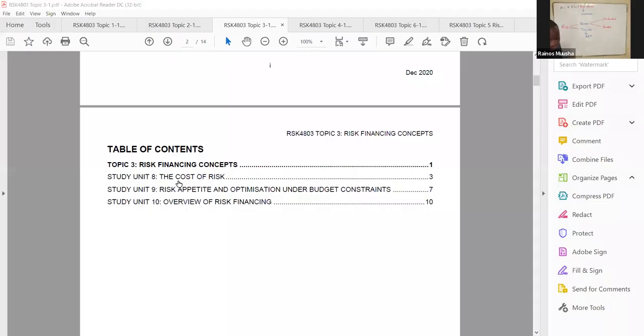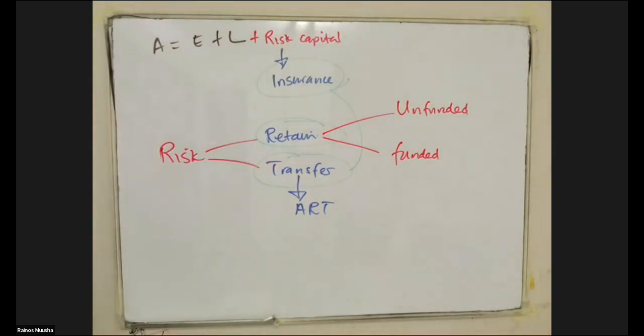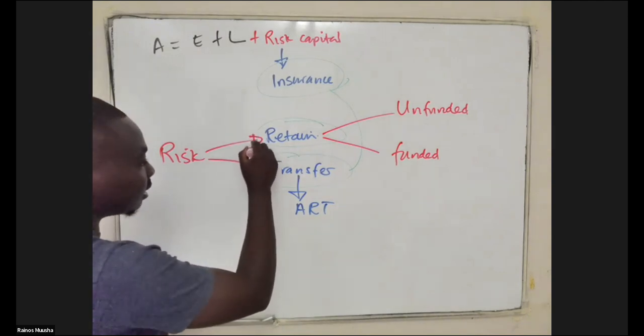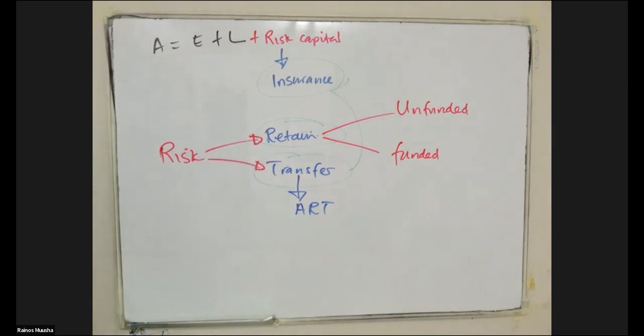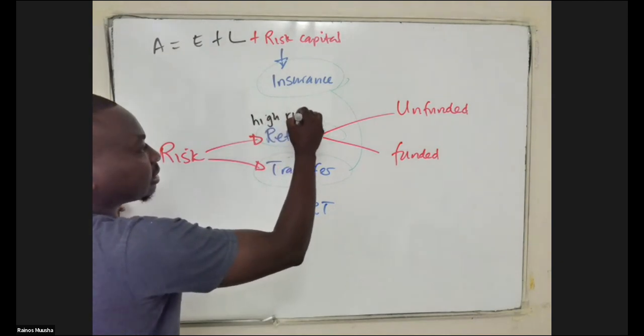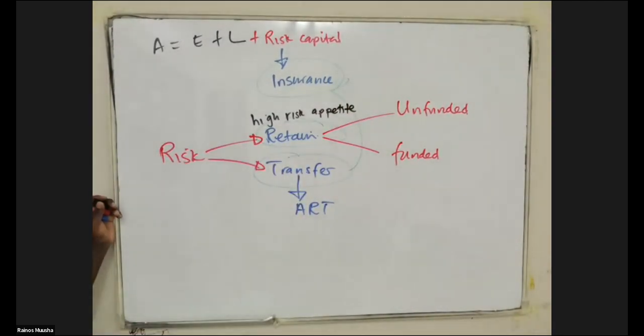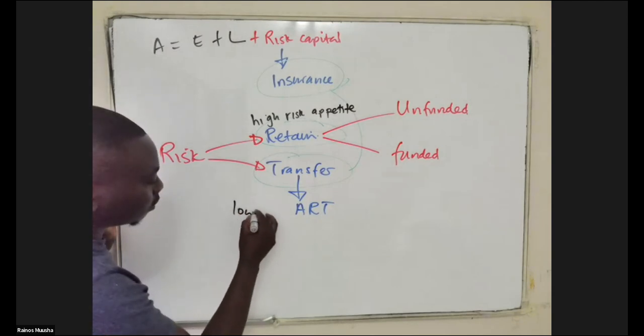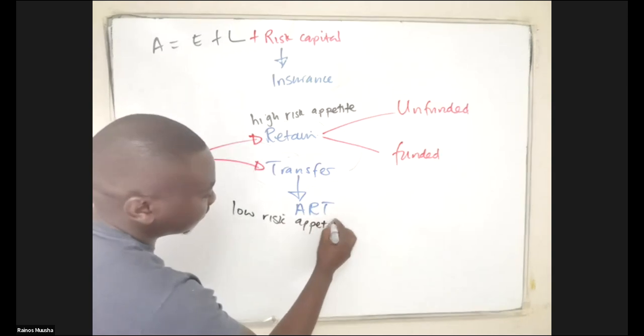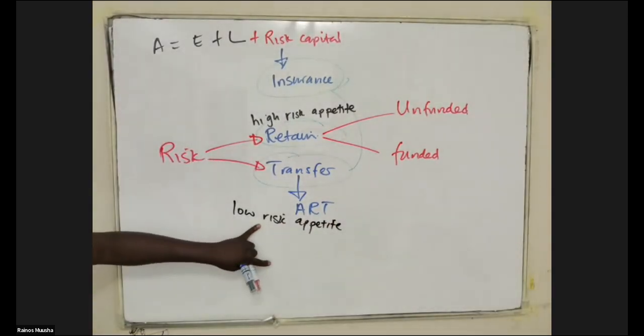Now, study unit 9 looks at risk appetite and optimization under budget constraints. Remember here we said, when it comes to the issue of risk, you're going to choose either to retain the risk or to transfer the risk. So if you have a high risk appetite, you are going to go more on the risk retention route. And if you have a low risk appetite, you are going to choose the risk transfer route.